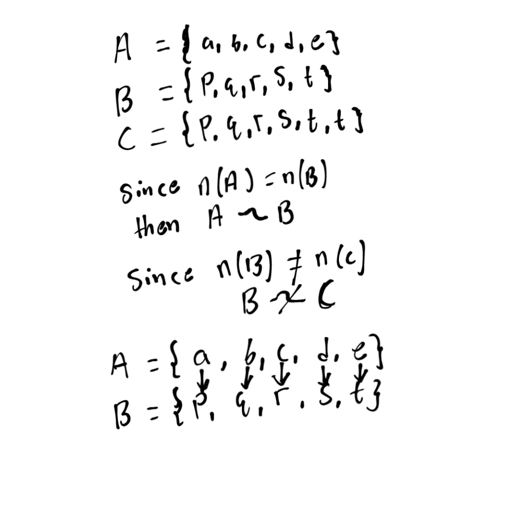So it's as if we are pairing them. We are pairing the element in A with that of B. So A has a partner, B has a partner, C has a partner, D has a partner, E has a partner. So they have a one-to-one correspondence.